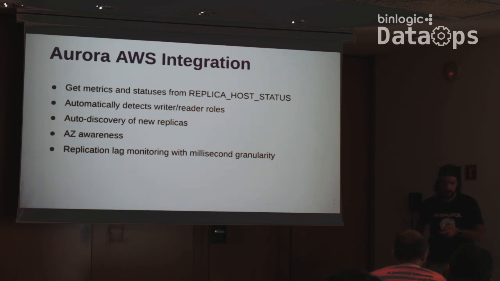Also, reading from this table, it is able to identify the replication lag of every replica in Aurora, and is able to monitor replication lag with millisecond granularity. This again was a requirement from one of our customers that specifically wanted to not read from replicas if they are lagging more than 20 milliseconds.